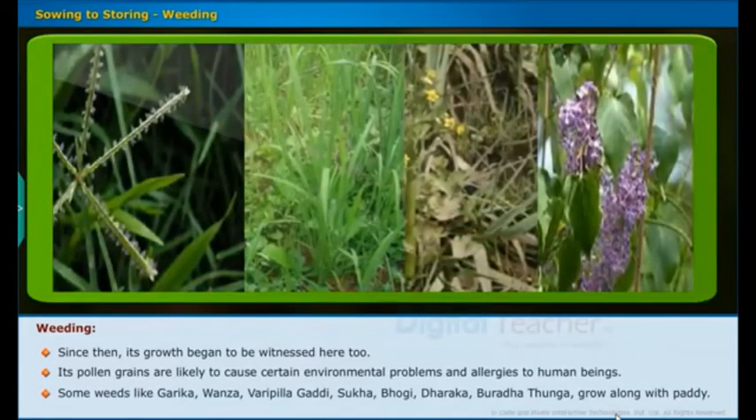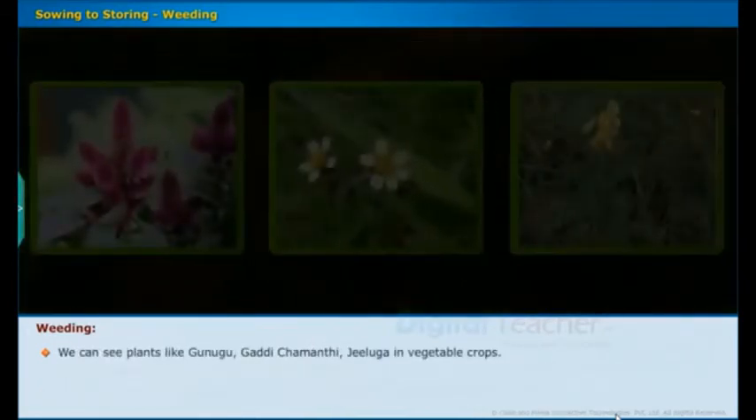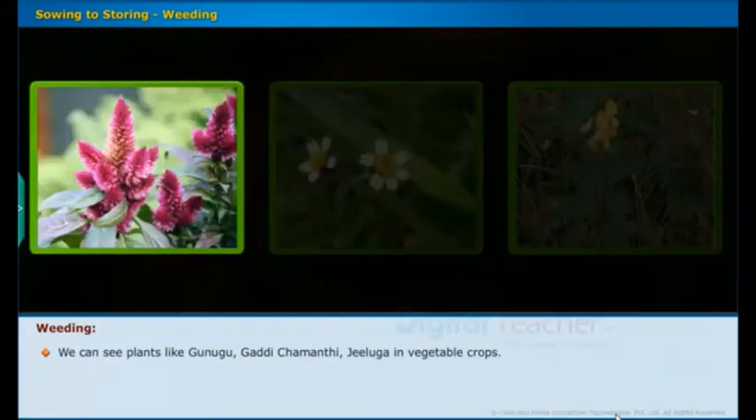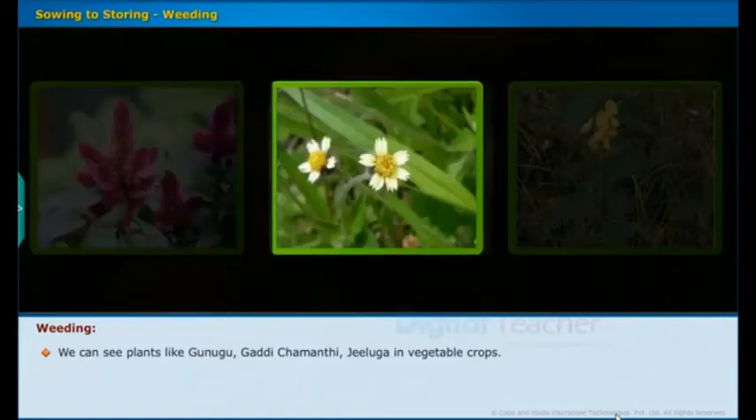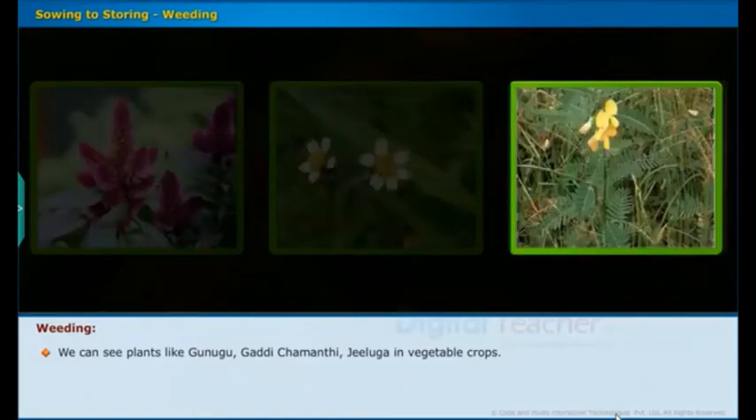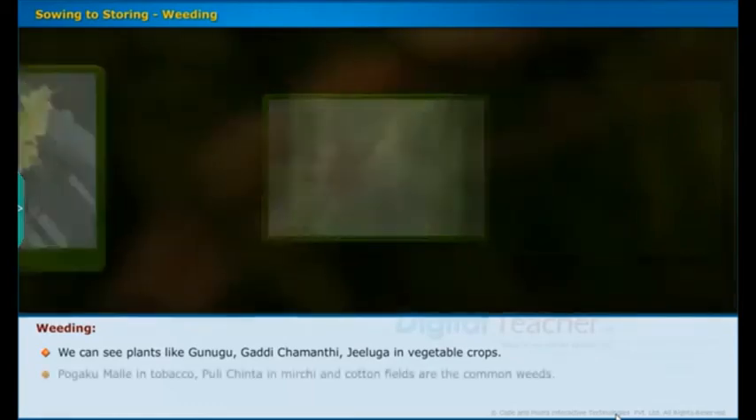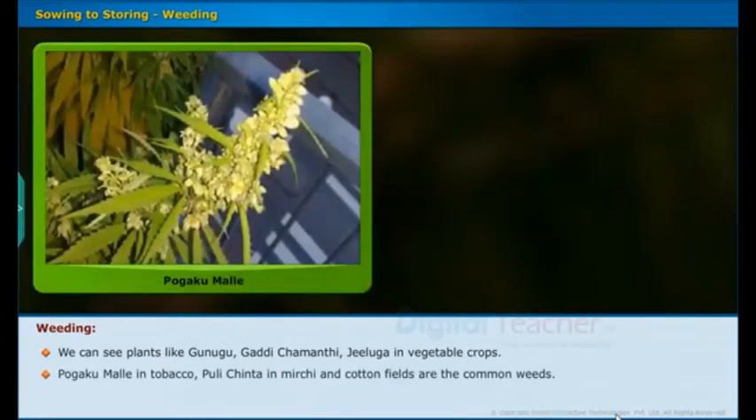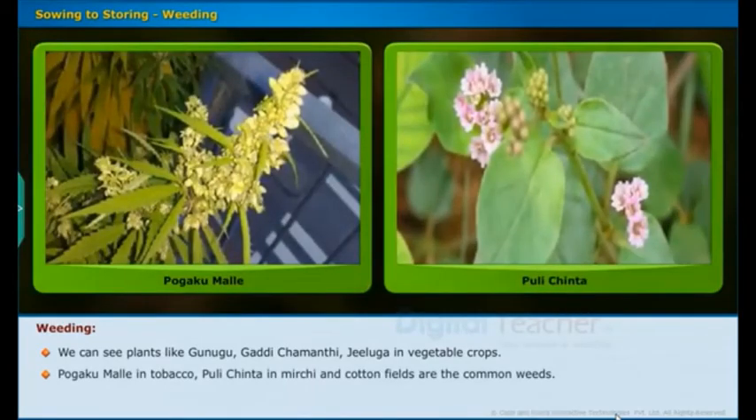Some weeds like Garika, Vanza, Varipilla Gaddi, Suka, Bhogi, Dharaka, Buradatunga grow along with paddy. We can see plants like Gunugu, Gaddi Chamanti, Jiluga in vegetable crops, Pogaku Malle in tobacco, Pulichinta in mirchi and cotton fields as the common weeds.